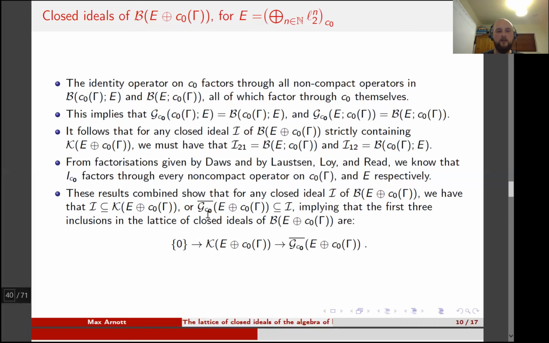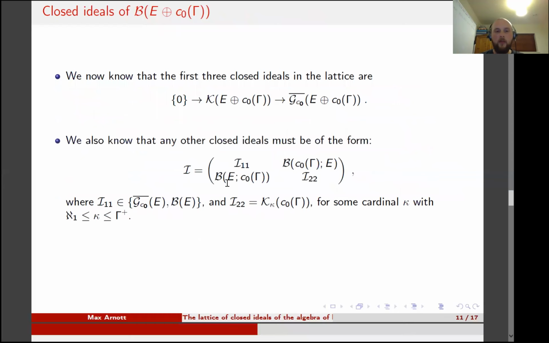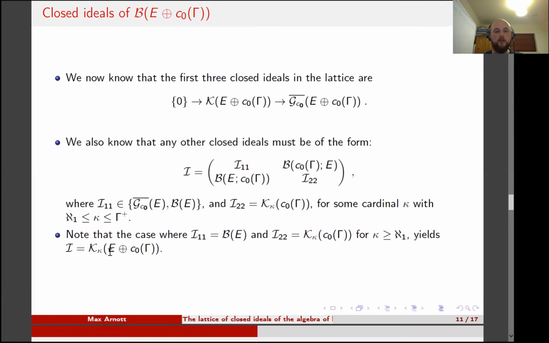And this gives us our first three inclusions in the lattice of closed ideals. So here we've got the lattice of closed ideals. We know that for the rest of them, their off-diagonal quadrants are the entire space of bounded operators on their respective Banach spaces, and the other quadrants are of the following forms, so here and here. For the cases when I11 is the entire space of bounded operators, all of the operators are going to be kappa compacts when kappa is bigger than or equal to F1, because the space E is a separable space. And what this tells us is that the ideals in this form are the kappa compact operators themselves.